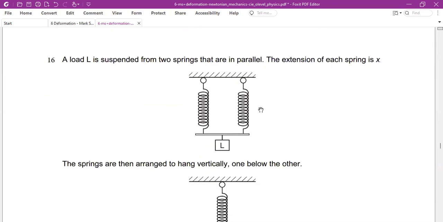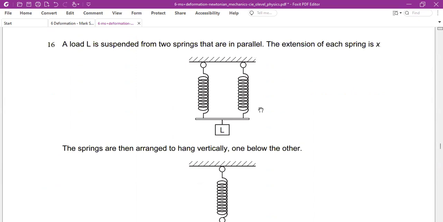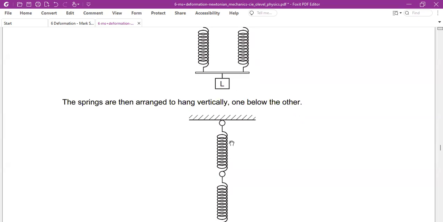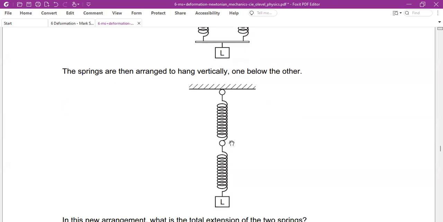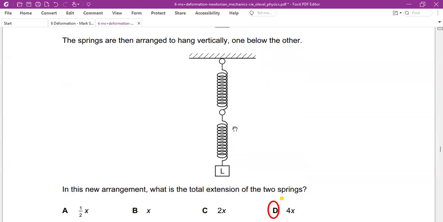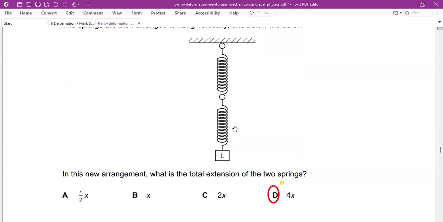And here we have this question that has been done so many times in class, you don't need the explanation. You should just know that the load suspended by two springs will become double if it goes on one spring. So if it is x, it will become 2x for one spring. So the total extension of both springs will be 2x plus 2x, 4x.